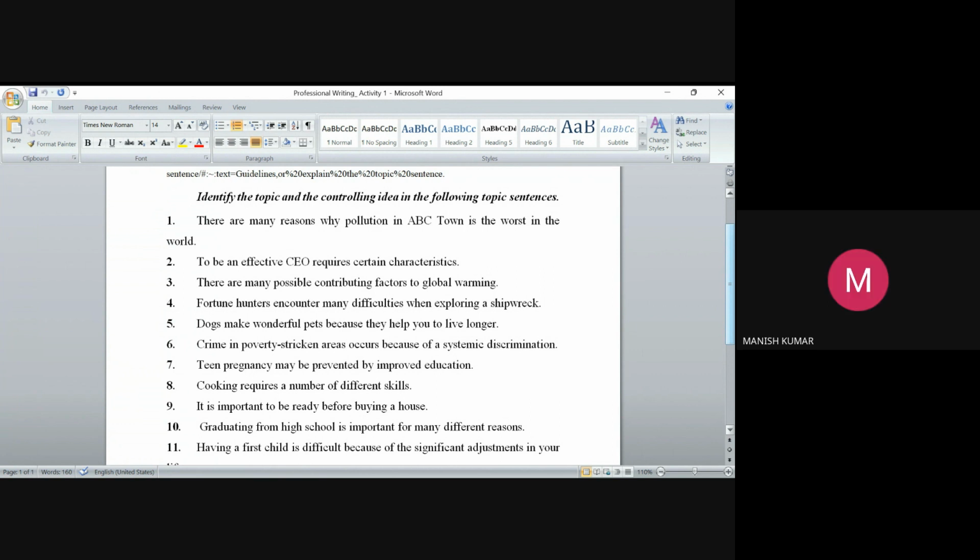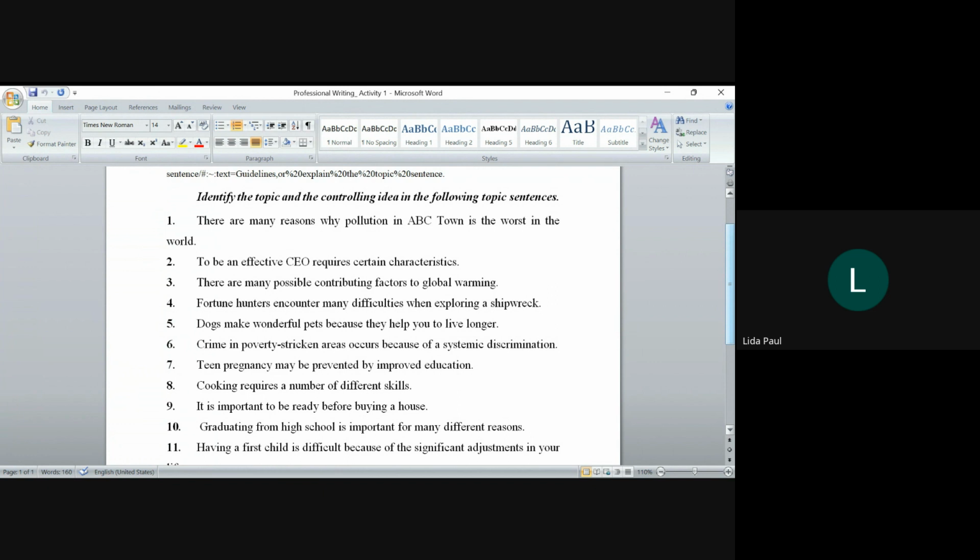Yes. Okay. Now, fifth one is dogs make wonderful pets because they help you to live longer. What's the topic? Dogs make wonderful pets. Dogs make wonderful pets is your topic, and because they help you to live longer is your controlling idea, because it means that the supporting sentence is going to give you reasons about why you say dogs make wonderful pets.